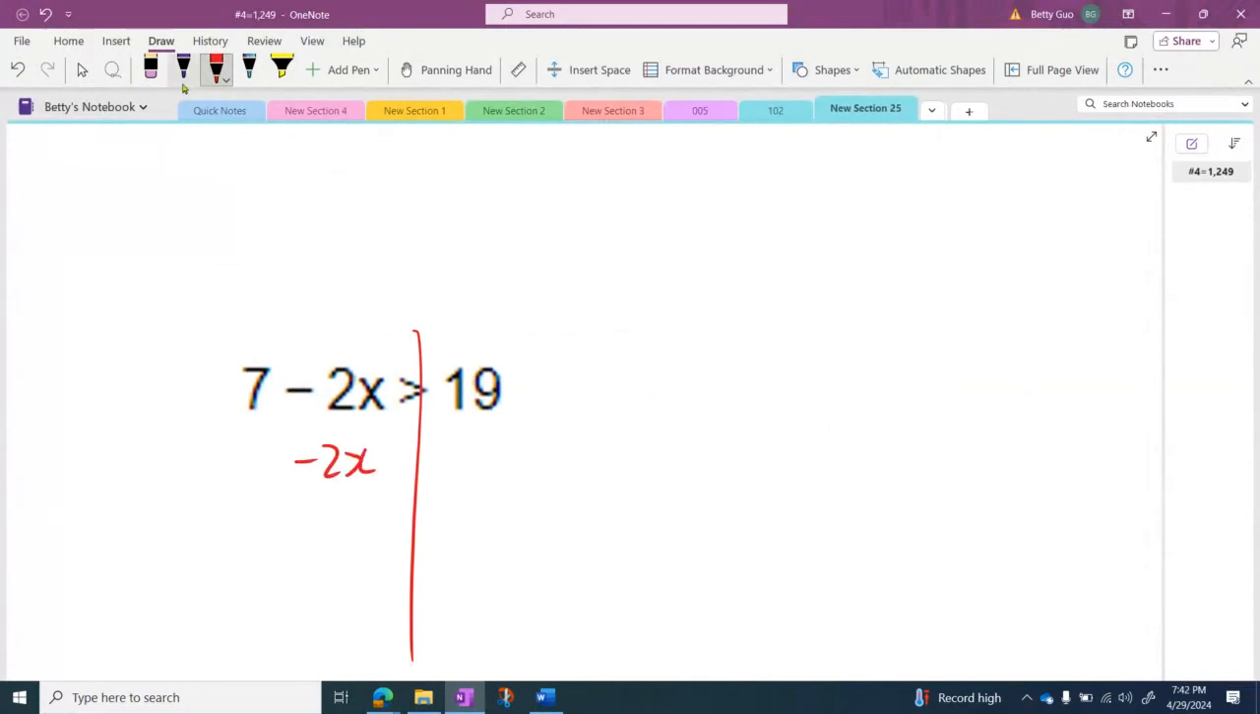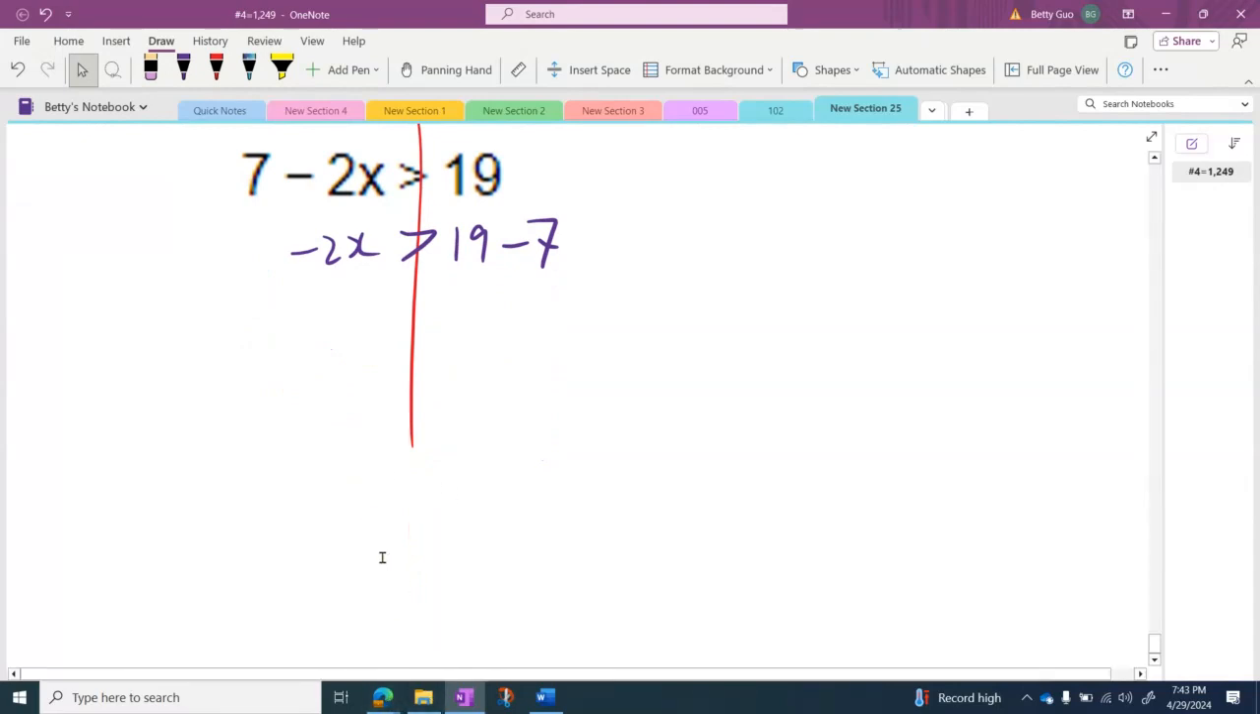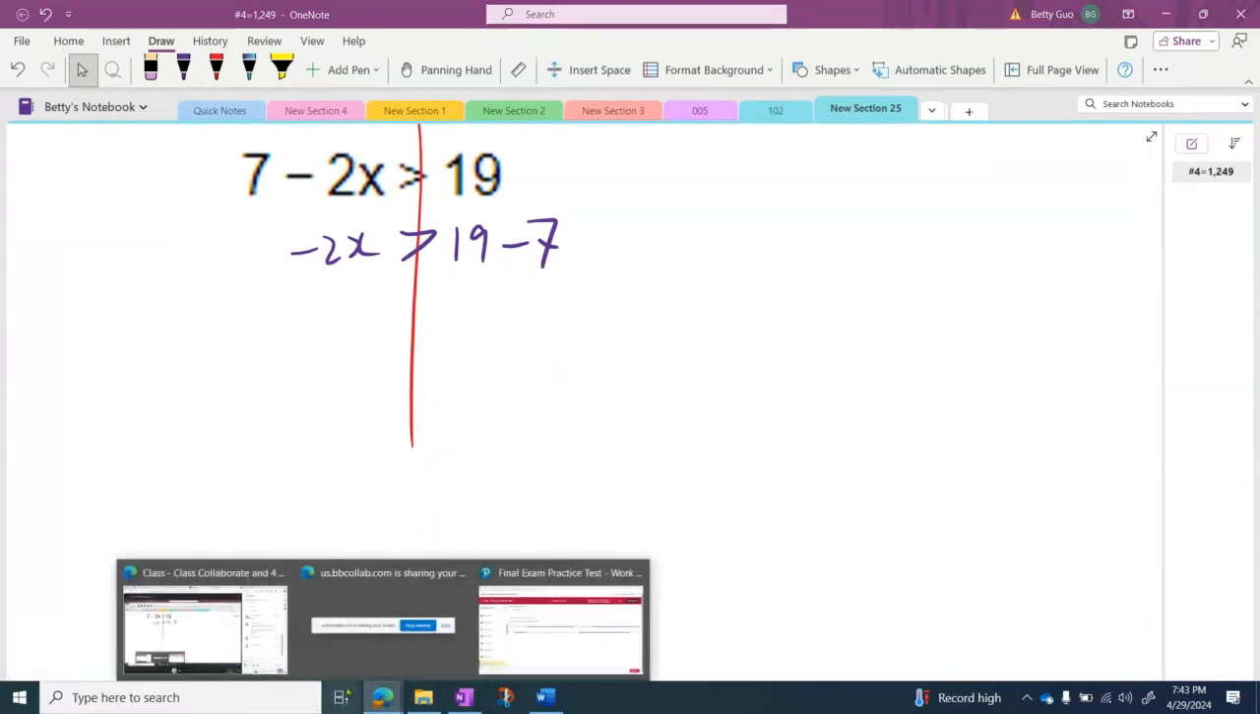Negative 2x bigger than 19 minus 7. Move 7 from left to the right. We have 12.